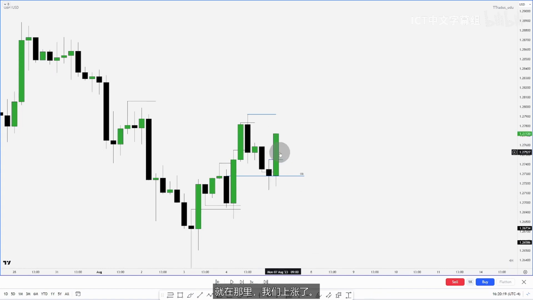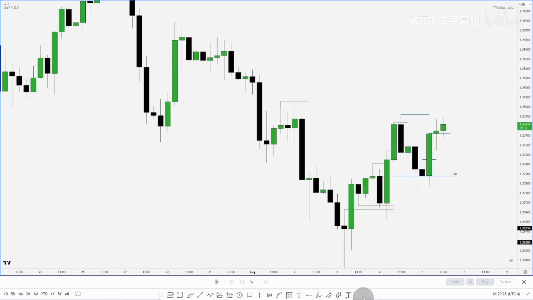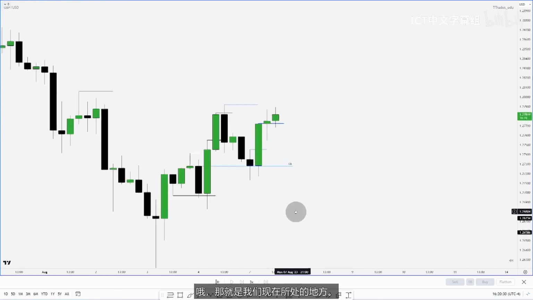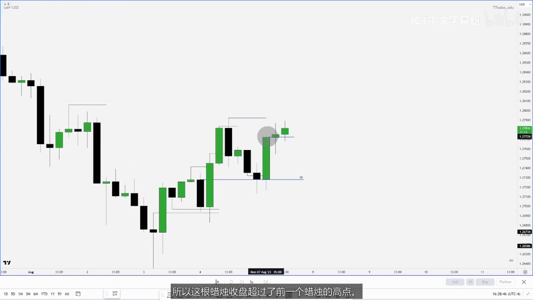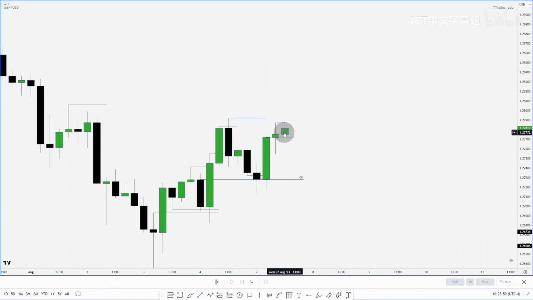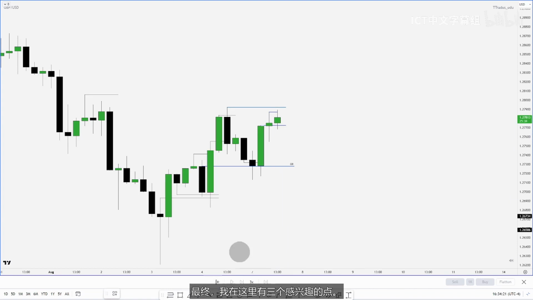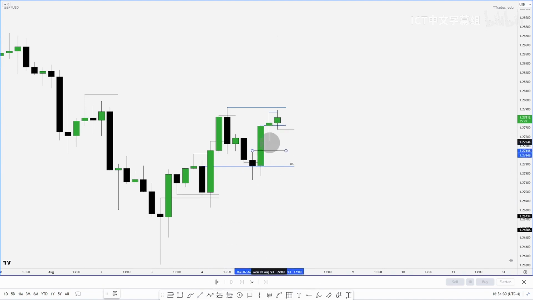Right there, we get a move higher. This is closing outside this previous candle's high, so I'd want to see it reach higher. Oh, that is where we are at right now. So this candle closed over the previous candle's high, so I'd be looking for this high to be taken, which it was. Ultimately, I have 3 points of interest here. This previous candle's low, because if we close inside here, likely to see this low, this fair value gap, and then this swing point here.